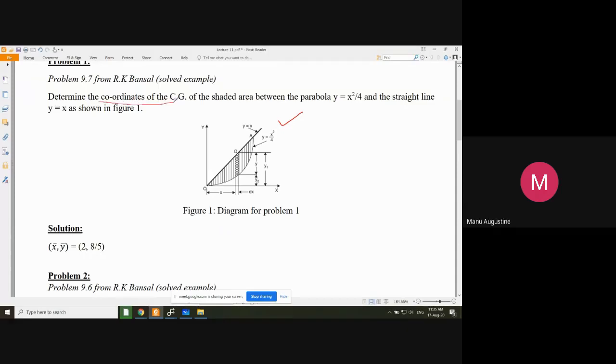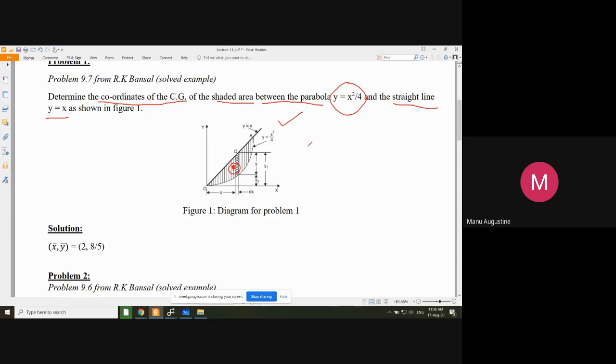Find the coordinates of center of gravity of shaded area between the parabola y is equal to x square by 4 and the straight line y is equal to x as shown in figure. So there are two lines and you have to find the area that is enclosed between these two, and apart from that you have to find the centroid of this. So the centroid of this area will be somewhere around here. This is what you have to locate.